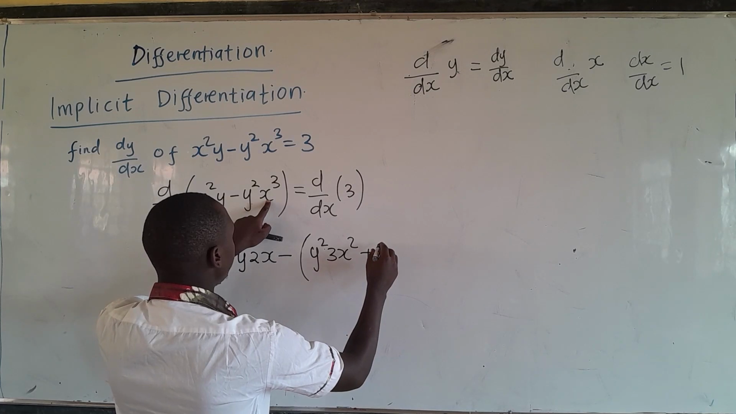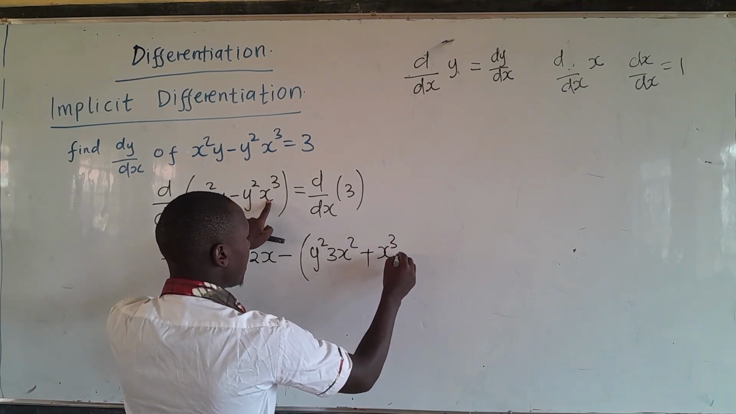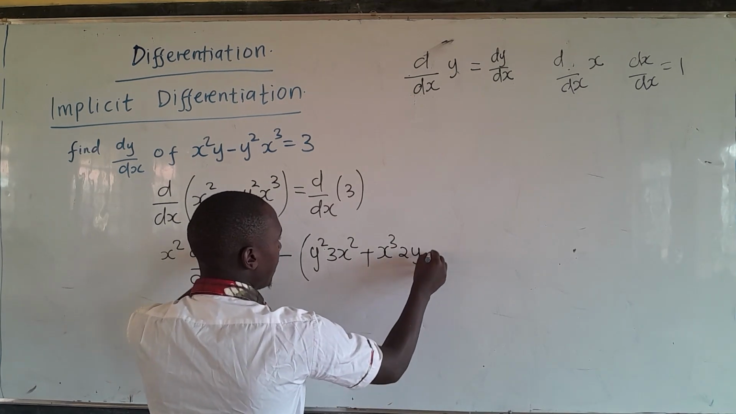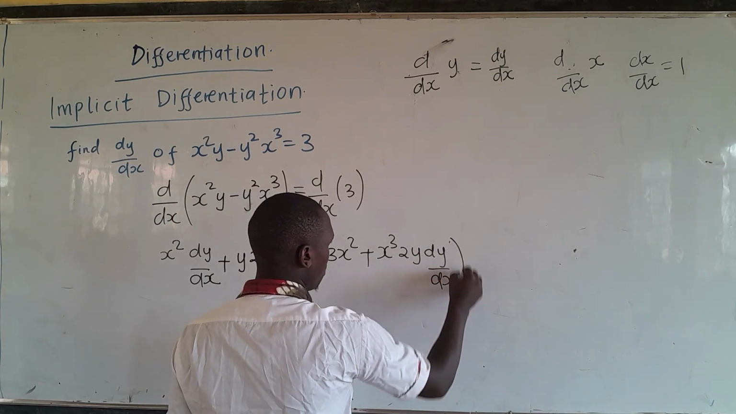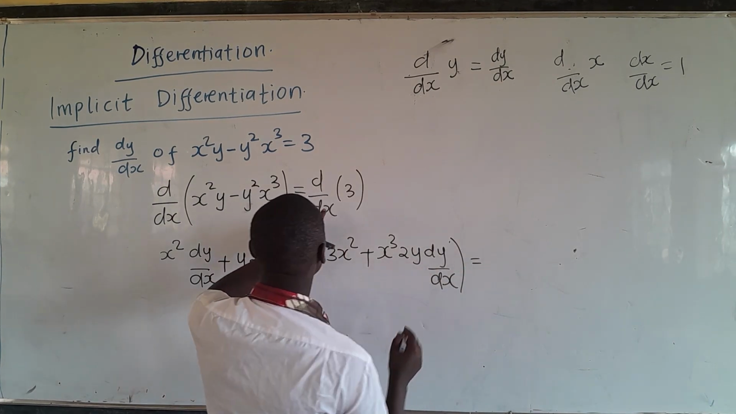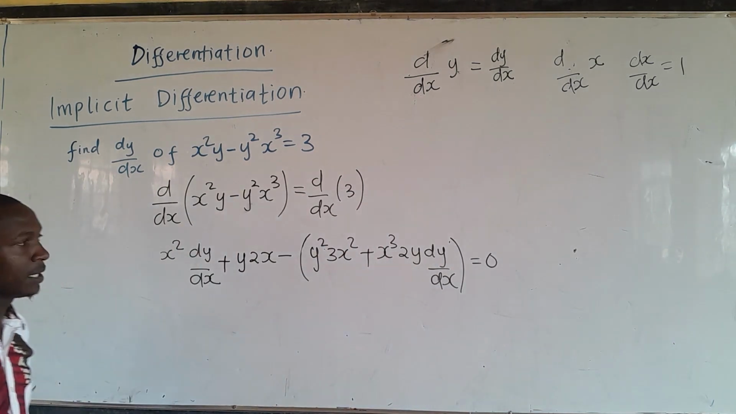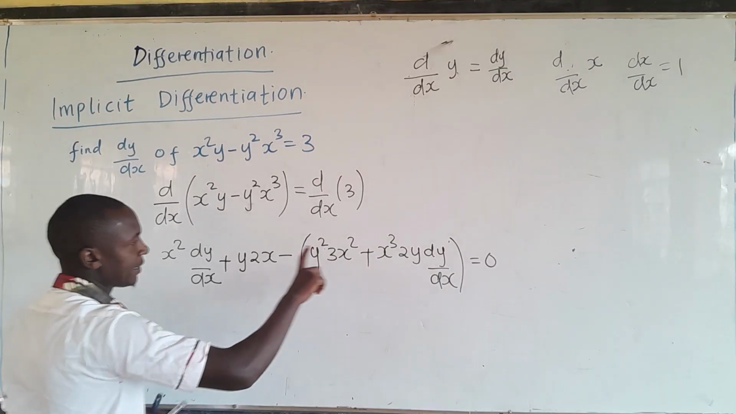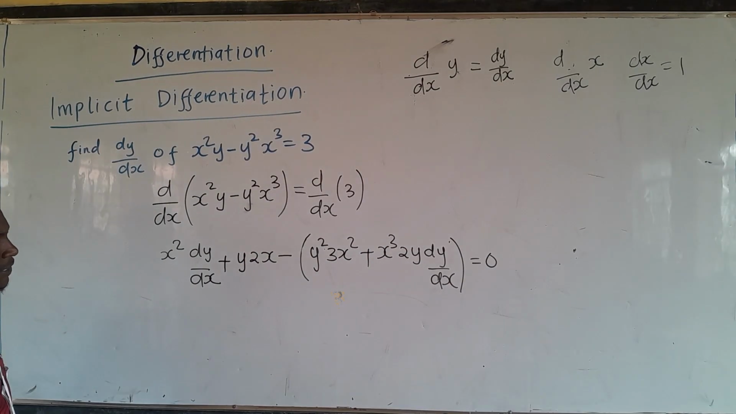The second is going to be x cubed multiplied by the derivative of the first, which is going to be 2y dy over dx, and that equals the derivative on the right hand side, which is going to be 0, because the derivative of a constant is always 0. And therefore, the next task is to make dy over dx the subject of our formula, or solve for dy over dx.